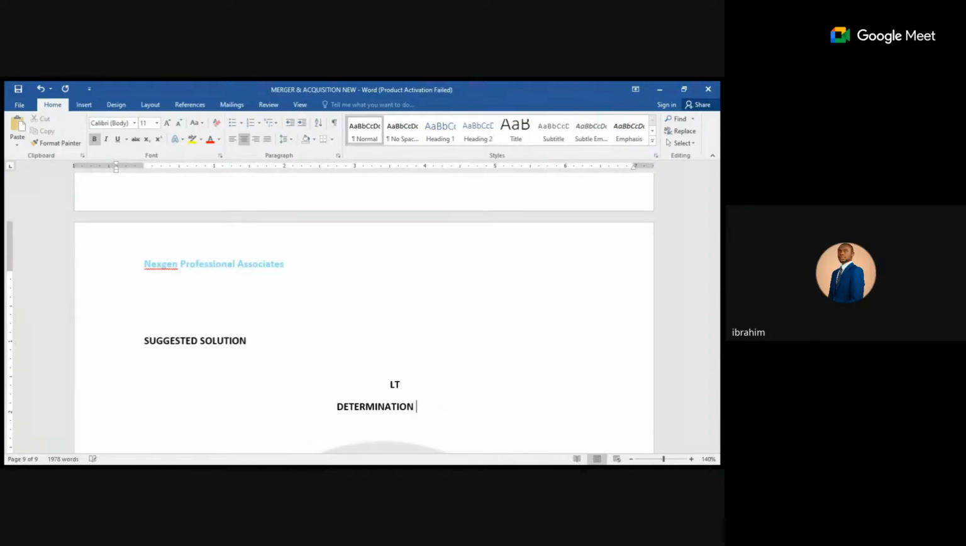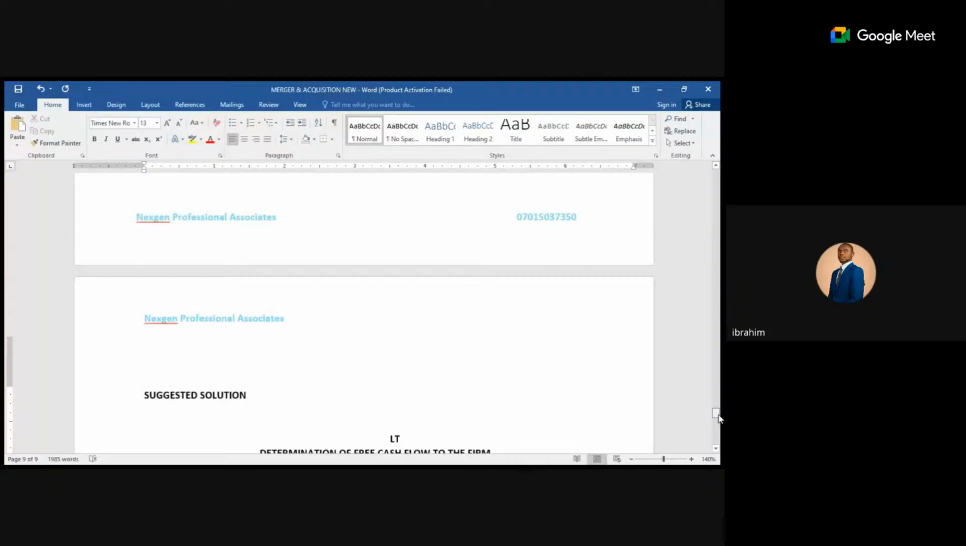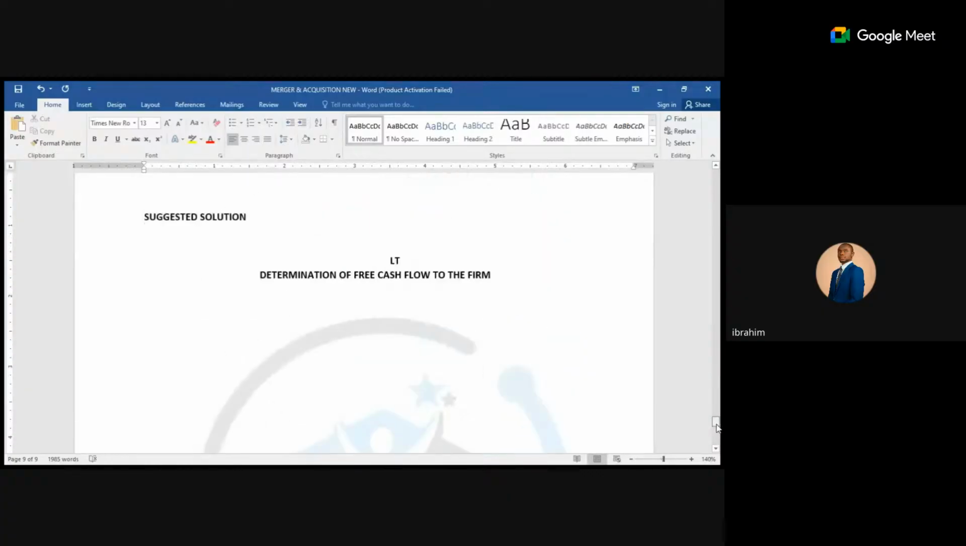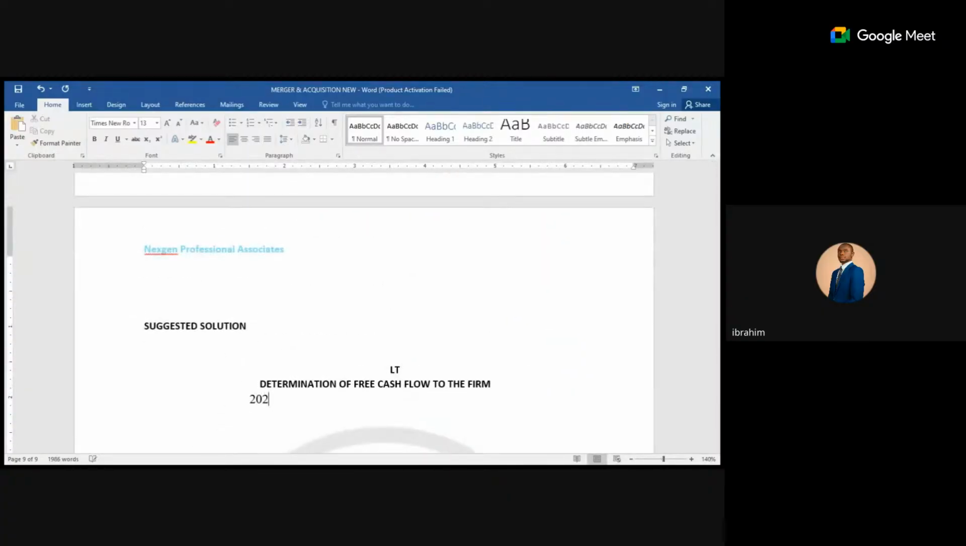Determination of free cash flow to the firm. That is the first requirement. So if we have this for how many years? For 4 years, right? 2024 to 2027. So we can have 2024, 2025, 2026, and 2027.